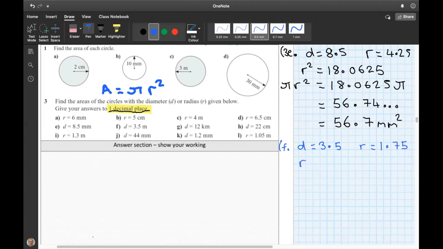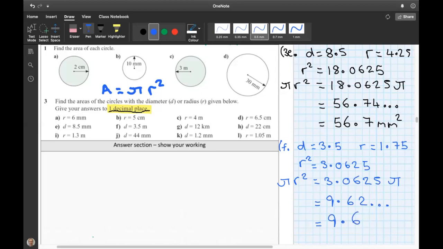We now need to do r squared, square our radius. If you do that, you get 3.0625. So pi r squared is just going to be 3.0625 pi. Press the SD button on your calculator to get its numerical value. And that's going to be 9.62... Round that to one decimal place, and we'll get 9.6. It was measured in meters, so our area will be meters squared.